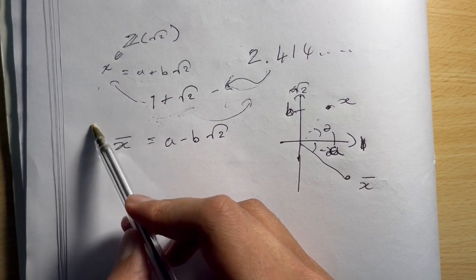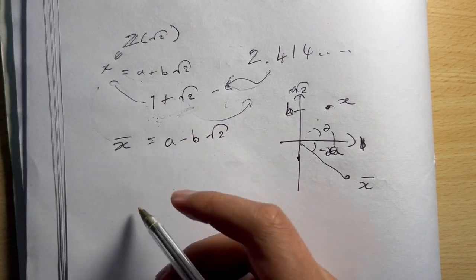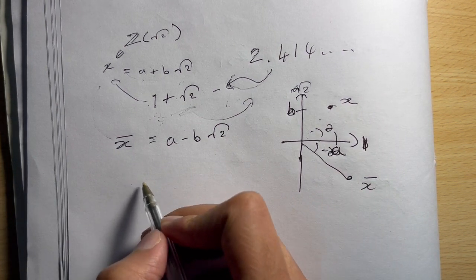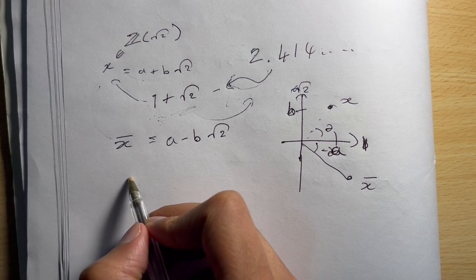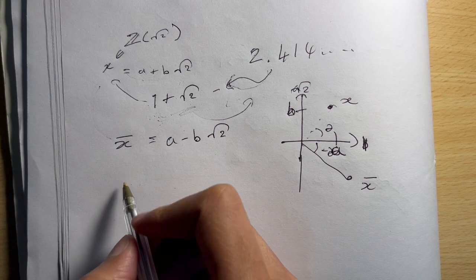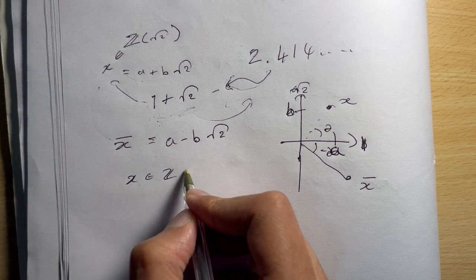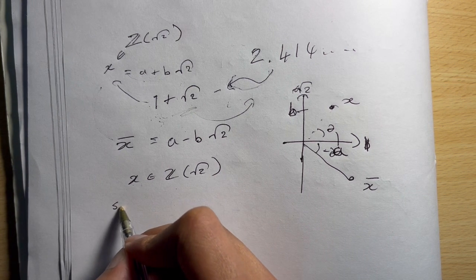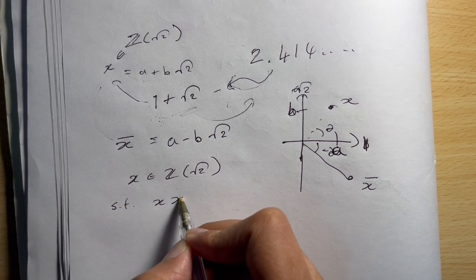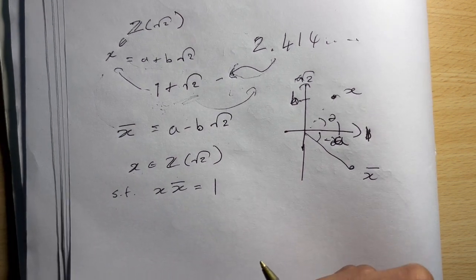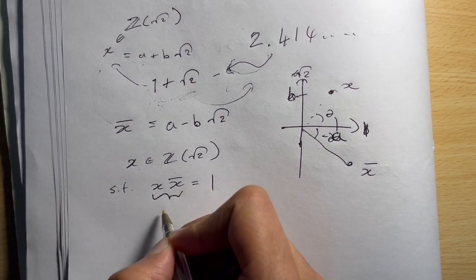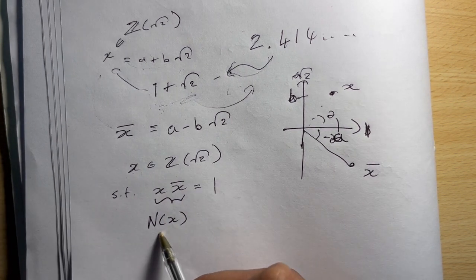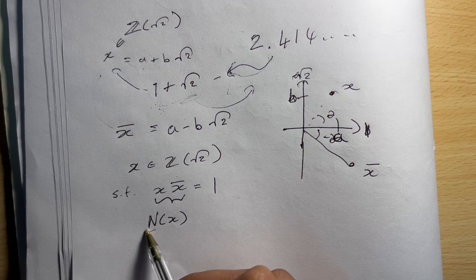This shouldn't seem too random to you, because you've seen the Pell equations. What we want is to solve the Pell equations: we want all the elements x in Z adjoin root 2 such that x times x bar equals 1. And what we're going to do next is call this x times x bar something. We're going to call it capital N of x, capital N standing for the norm.